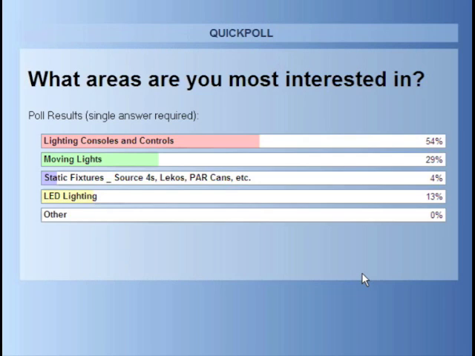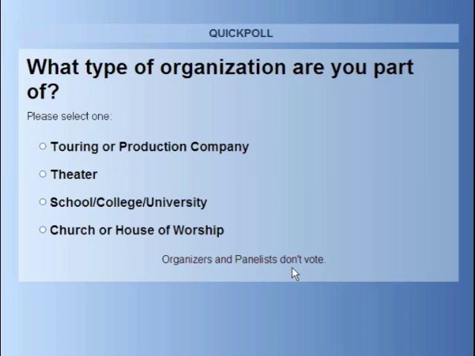Okay, the second question we had for you is, what type of organization are you a part of? Are you part of a touring or production company? Are you part of a theater, a school, college, or university, or a church or house of worship? We should probably have had an other category in there, but feel this one's fairly representative. I'll give you another minute to cast your votes here, and then we'll share the results with you.